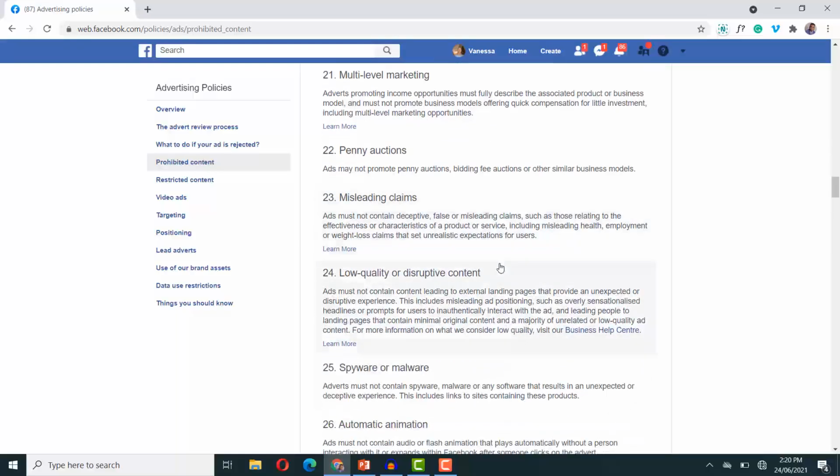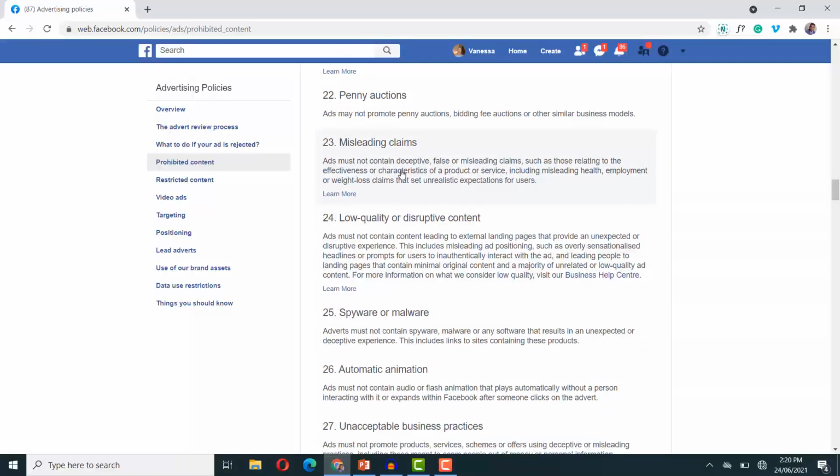So for instance, ads must not contain deceptive, false, or misleading claims, such as those relating to effectiveness or characteristics of a product or service, including misleading health, employment, or weight loss claims that set unrealistic expectations for users. I think that's clear enough.